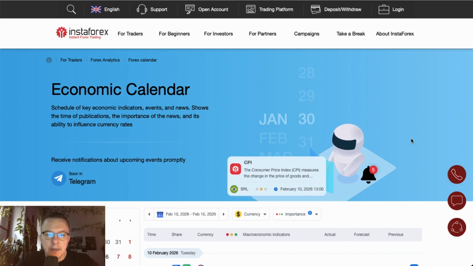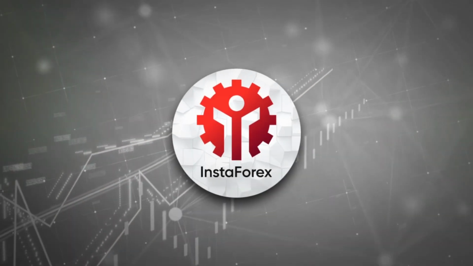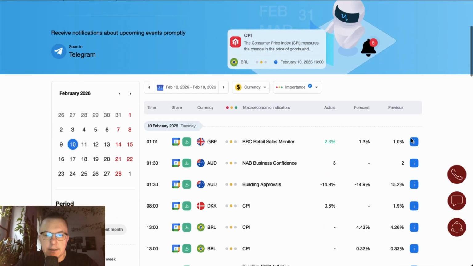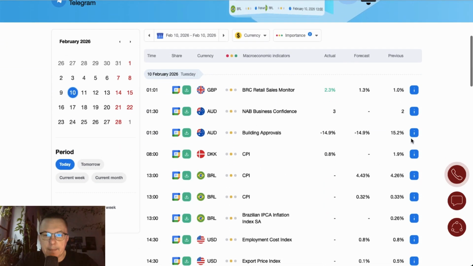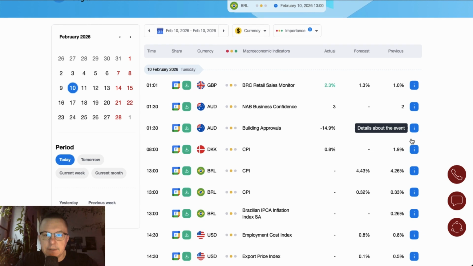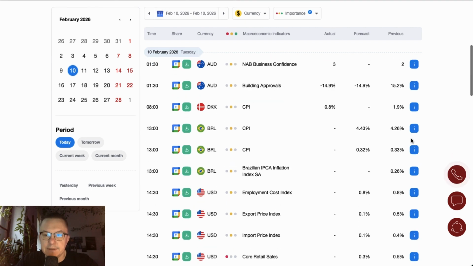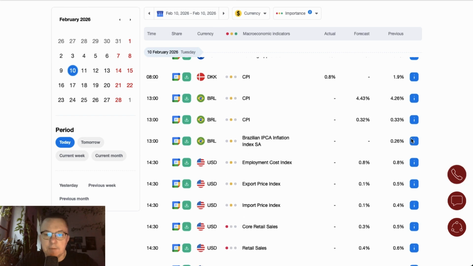Today is Tuesday, February 10th, 2026. Let's take a look at the Forex economic calendar for today. So what do we have here on Tuesday? Retail sales monitor from the UK at the level of 2.3%, beating the expectations of 1.3%. Australian business confidence up from 2 to the level of 3. Building approvals down from 15.2% to minus 14.9%.